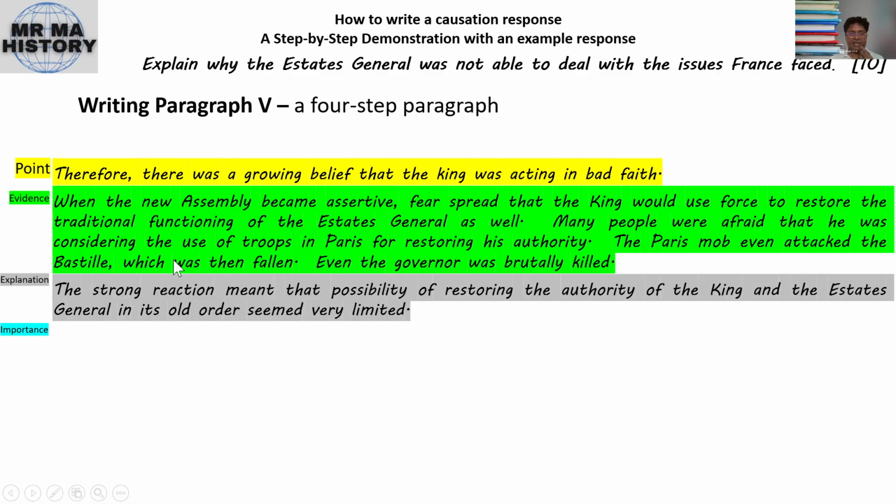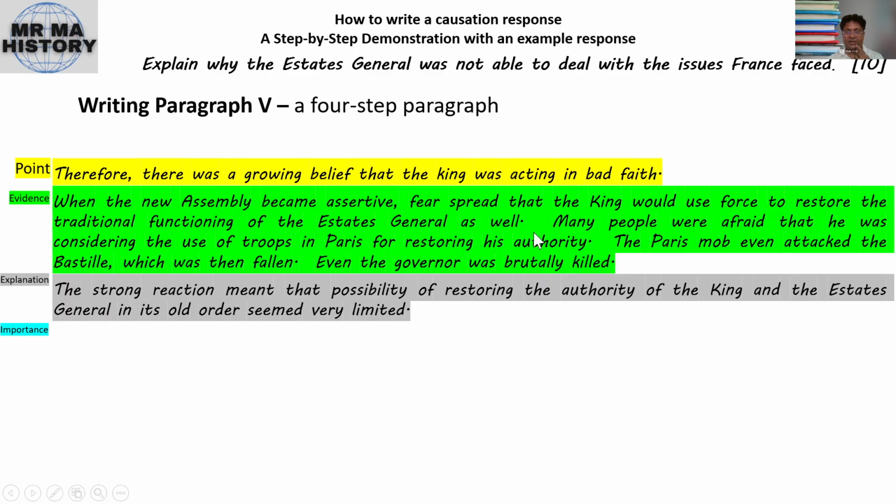Now, what explanation is there? The strong reaction meant that the possibility of restoring the authority of the king and the Estates General in its old order seemed very limited. So what is the impact of the events or activities shown in this green highlighted paragraph? These are the events. For example, the Paris mob attacked the Bastille, which then fell. The governor was brutally killed. These events show the evidence.